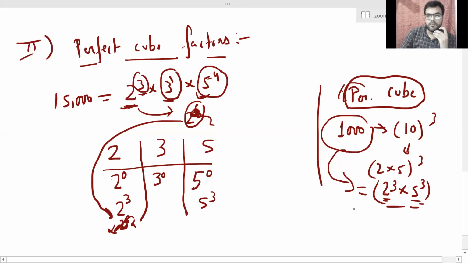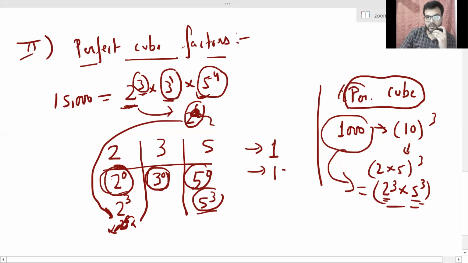Fine. So now again, you can get all the different perfect cube factors if you want to have a look at them. So first, take this one and this one. Multiply them, you will get 1. So the first perfect cube factor is 1. Second, take this one from the first column, second column take this one, and third column take this last one. Multiply all of them. So 1 into 5 cube is what? 125. You will get 125.